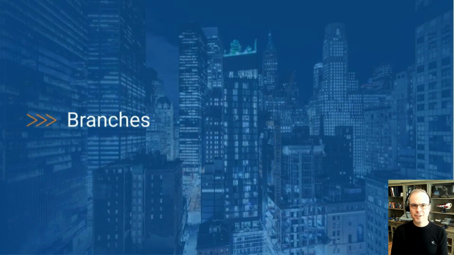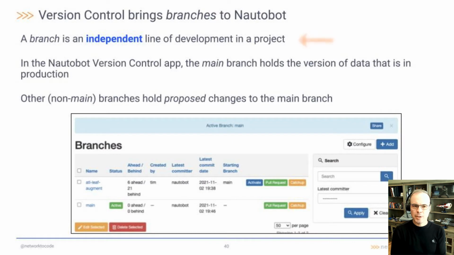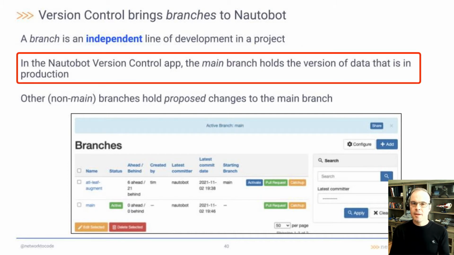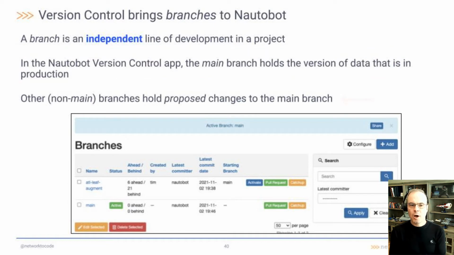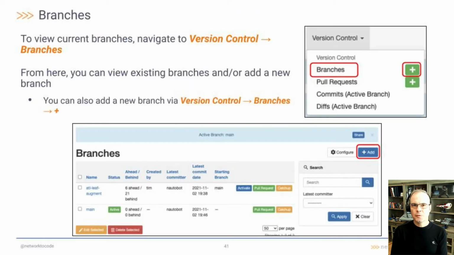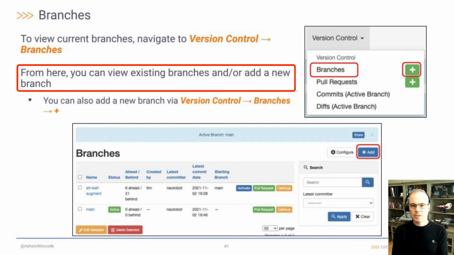First up is branches. Now to recap, a branch is an independent line of development in a project. In the Nautobot version control app, the main branch holds the version of data that is used in production. Other non-main branches hold proposed changes to the main branch. To view the current branches, navigate to the version control menu and then the branches item. That will take you to the branches main page. From here, you can view existing branches and or add a new branch.